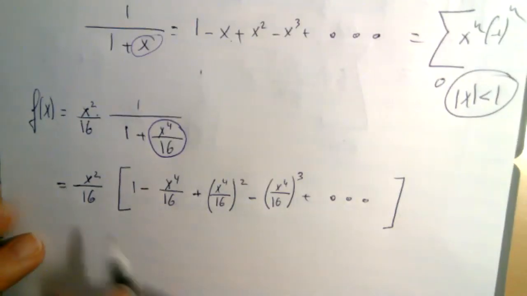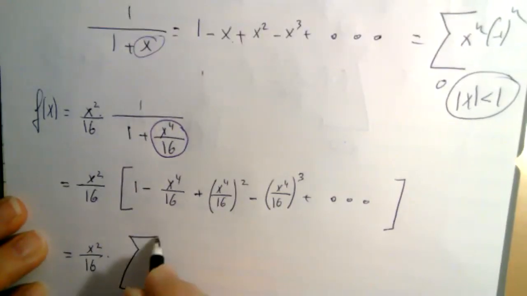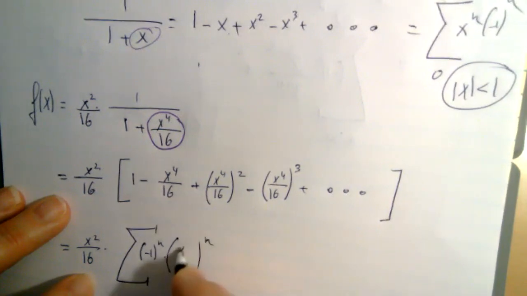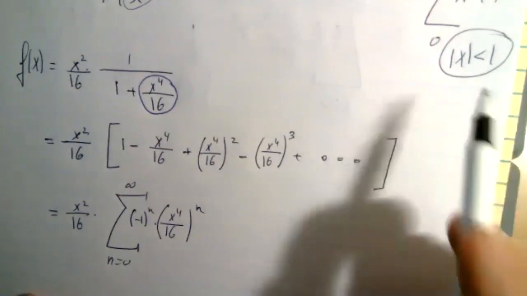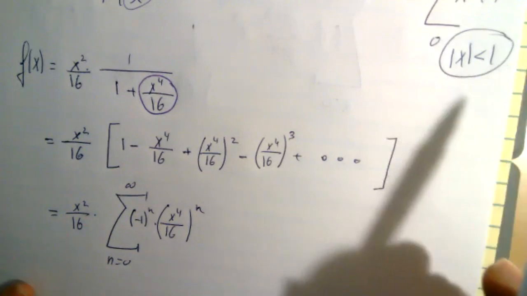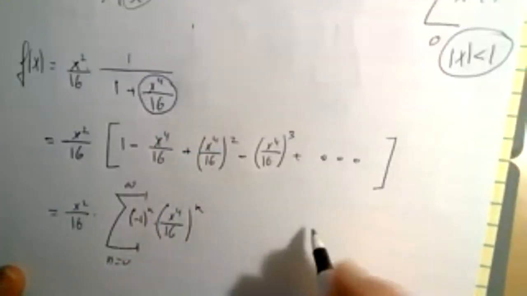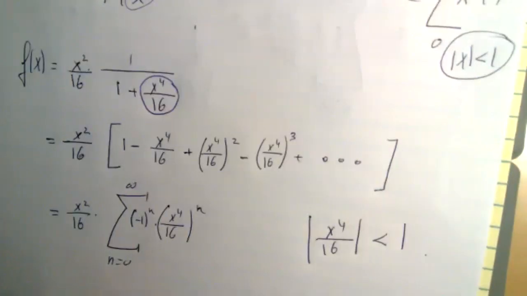I mean the first few terms and in sigma notation. So x squared over 16 times the following: sigma of minus 1 to the n times the quantity x to the 4 over 16 to the n, n equals 0 to infinity. That's the setup. Now, it's valid for which value of x? Because I'm substituting x to the 4 over 16 for x, it means this should be less than 1. That's the condition on x.